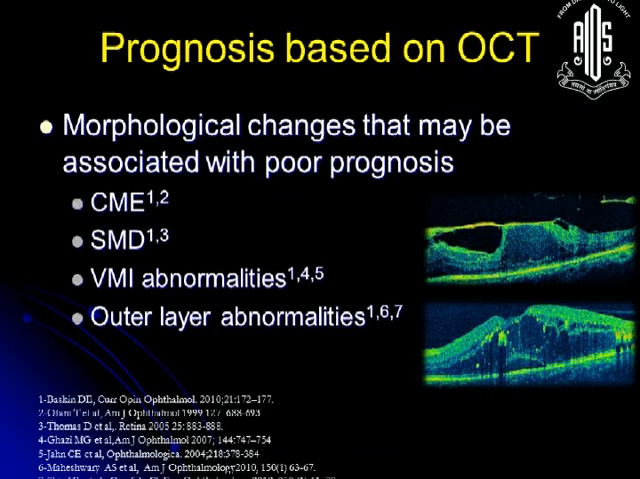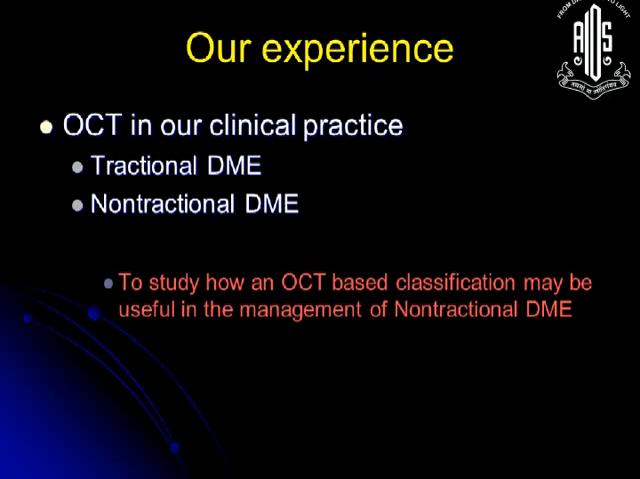Some of these morphological changes may be associated with poor prognosis, like the presence of cystoid macular edema and SMD, which can be associated with poor visual prognosis. Again, we know that vitreomacular abnormalities and outer layer abnormalities have been associated with poor vision. So in our practice, this is our experience, we divide DMEs broadly into tractional and non-tractional DMEs. We know that in tractional DMEs, it's well established that vitreoretinal surgery is the treatment of choice. But in non-tractional DMEs, we wanted to see how an OCT-based classification may be useful in terms of management.